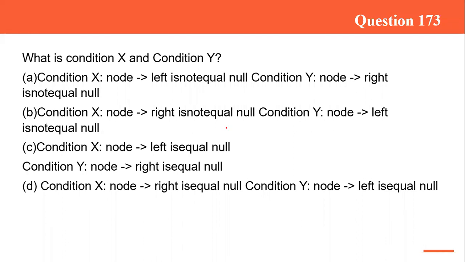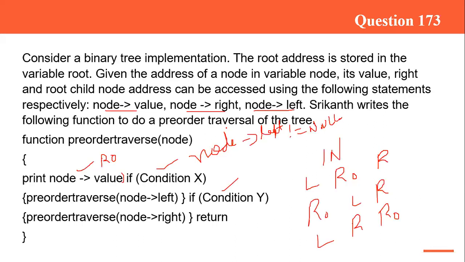Option A. Got it, everyone? Condition X is node left is not null. Condition Y is node right is not null. Then only you will move. If not, you won't move. That's the answer. If you want the previous slide, I'll show it, but the answer is very simple.